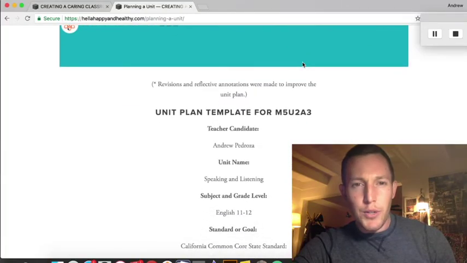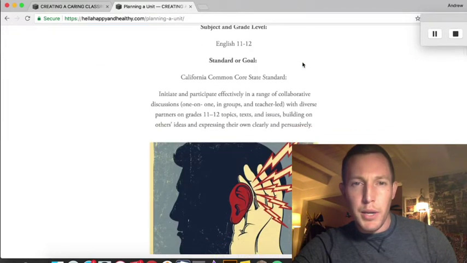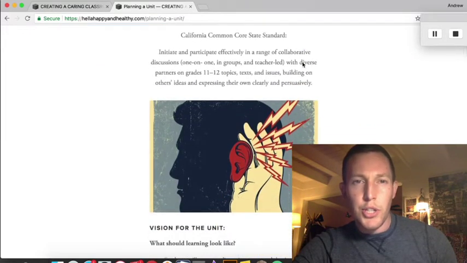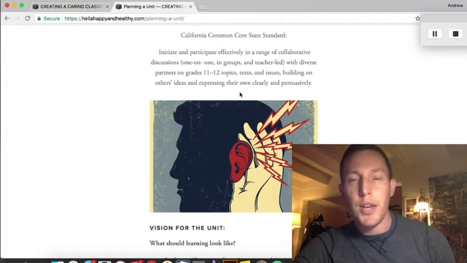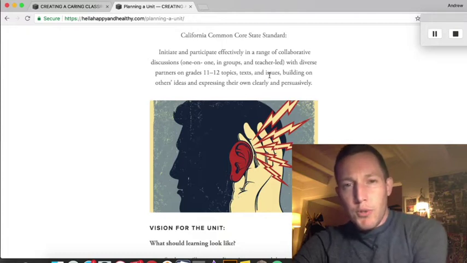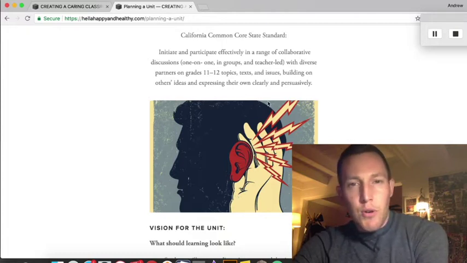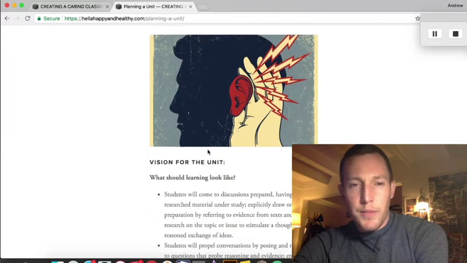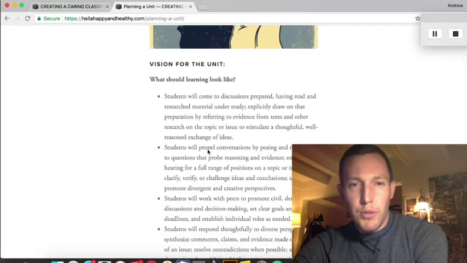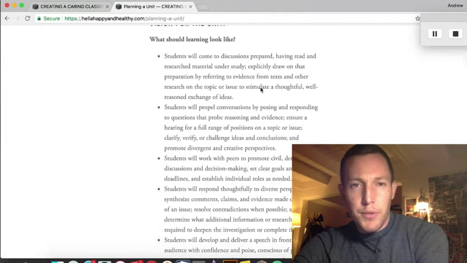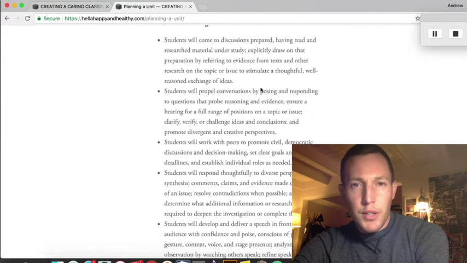This is my unit plan template for my speaking and listening unit for ELA 11 through 12. My Common Core Standard: initiate and participate effectively in a range of collaborative discussions, one-on-one, in groups, and teacher-led, with diverse partners on grades 11 through 12 topics, texts, and issues, building on others' ideas and expressing their own clearly and persuasively.